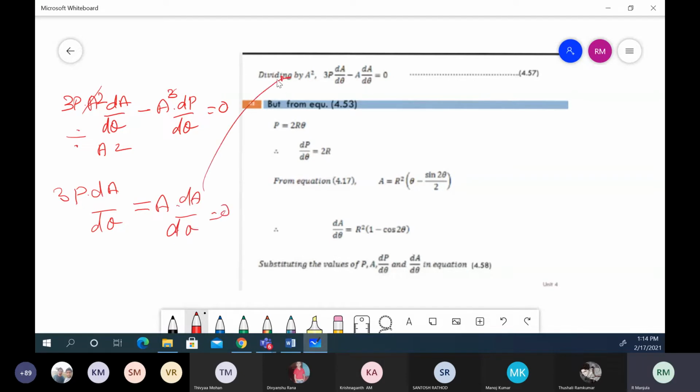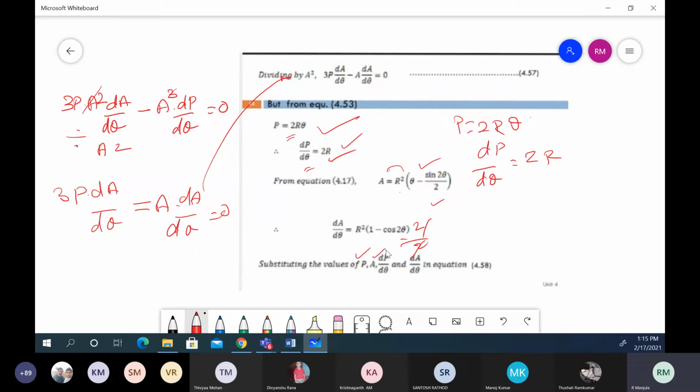Now, already you know the wetted perimeter is going to be 2r theta when the pipe is flowing full. Then what is dP by d theta? Differentiating with respect to theta, you will have 2r. So dP by d theta is going to be 2r. Now A is going to be r square into theta minus sin 2 theta by 2. This also you already know. Now dA by d theta is equal to r square, keeping out 1 minus cos 2 theta divided by 2 into 2, the 2 will get cancelled. So you'll be getting 1 minus cos 2 theta.